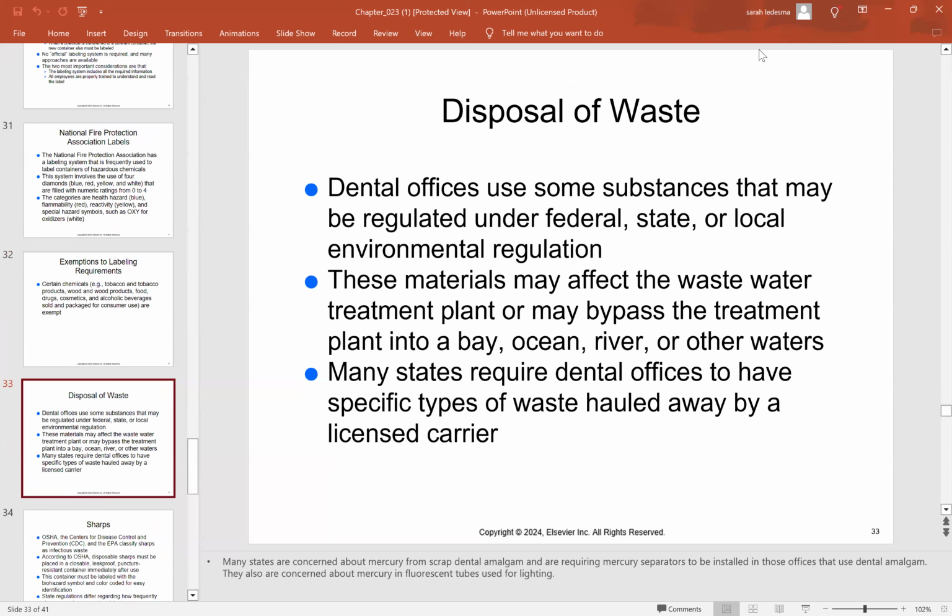Dental offices use some substances that may be regulated under federal, state, or local environmental regulation. These materials may affect the wastewater treatment plant or may bypass the treatment plant in the bay, ocean, river, or other waters. Many states require dental offices to have specific types of waste hauled away by a licensed carrier.